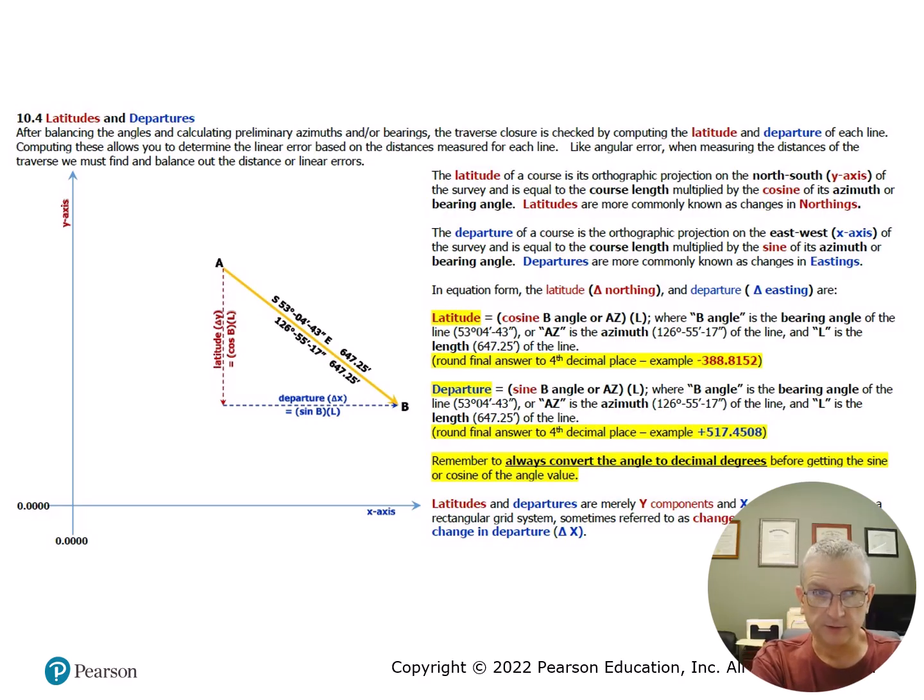Like angular error, when measuring the distances of the traverse, we must find out and balance out the distance, or linear, errors. The latitude is its orthographic projection on the north-south y-axis. That's being a little wordy. It is equal to the course length, or the leg, the horizontal distance from A to B, multiplied times the cosine of the azimuth. Latitudes are more commonly known as change in northings. As we were saying, the departure is the sine of the azimuth times the length of the course.